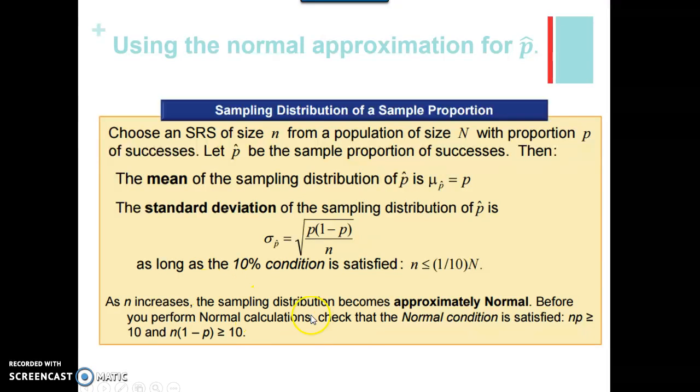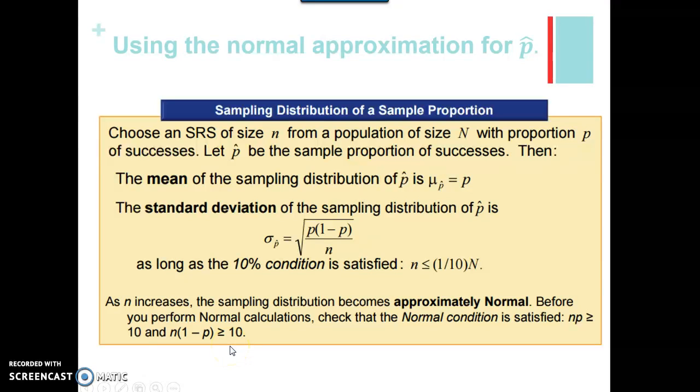The other thing that you're going to have to check in order to use the normal approximation is literally the exact same condition that you had to check to see if the binomial distribution was normal. As n increases, the sampling distribution becomes approximately normal. Sounds exactly like the binomial distribution. Before you perform normal calculations, you have to check the normal condition, same as the binomial distribution. The sample size times the proportion has to be greater than or equal to 10, and the sample size times 1 minus p has to be greater than or equal to 10.